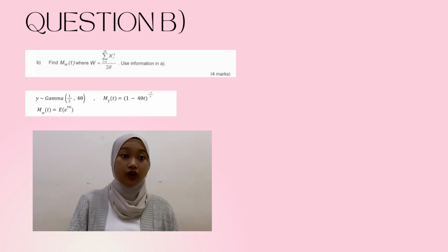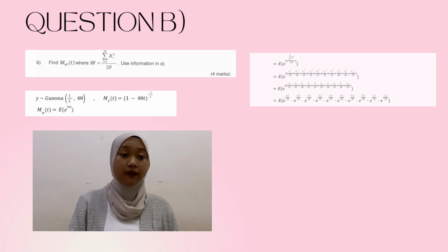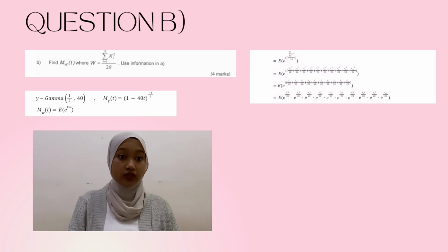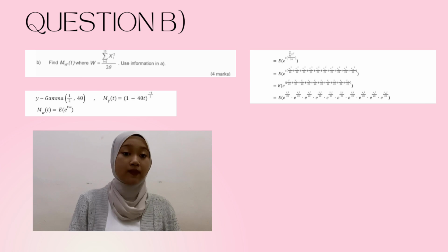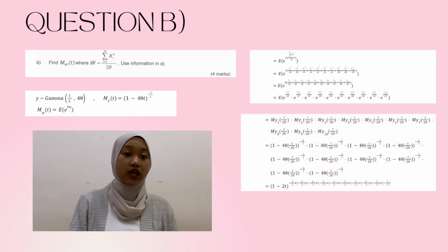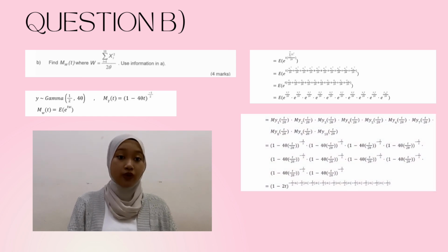To find the MGF of W, we need to find the expected value of exponential tW. First of all, we need to substitute W with the summation of xi squared from 1 to 10 over 2 theta. Then we have to expand from x1 squared until x10 squared, since it is a summation from i equal to 1 to 10. Then we substitute x squared with y because we can use the distribution of y equal to x squared to find the MGF of W.